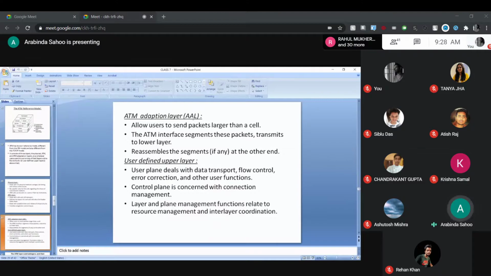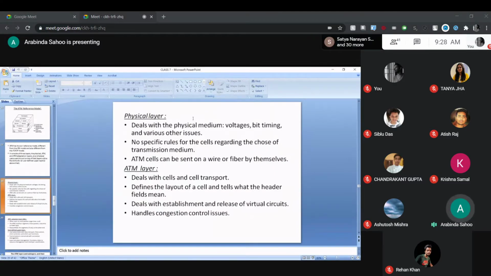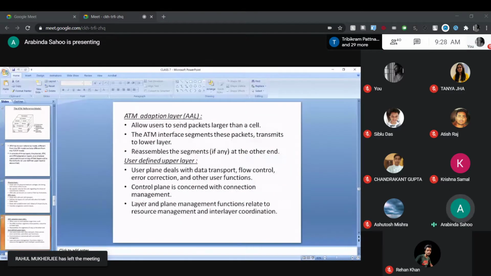If you combine the last layer, the ATM layer deals with the cells and cell transport. It defines the layout of a cell and tells what the header field means. It also deals with establishment and release of virtual circuits. Congestion control is also handled here in your ATM layer. The next layer is your AAL, that is your ATM adaptation layer. So all of you write down all these points.